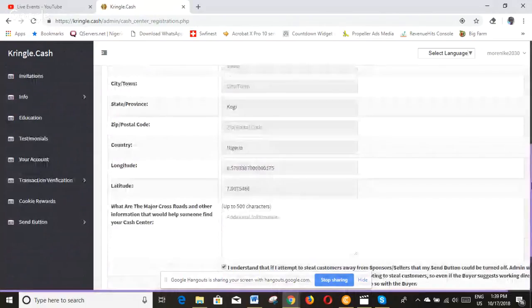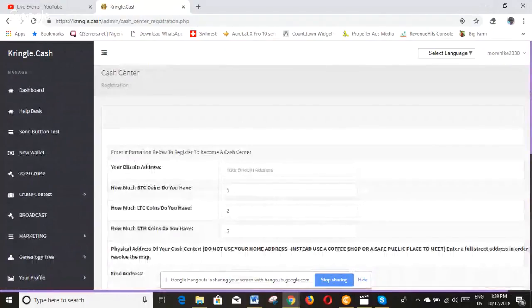Automatically, when you click on submit, it's going to take you to approval. So you wait for the next 24 hours for admin to activate you. As soon as the admin has activated you, you'll be able to start your cash center in the area which you choose. Mind you, your information will be placed on the map, which the new people that want to activate their wallet will be able to contact you. So when they contact you, don't hesitate to tell them where you are.